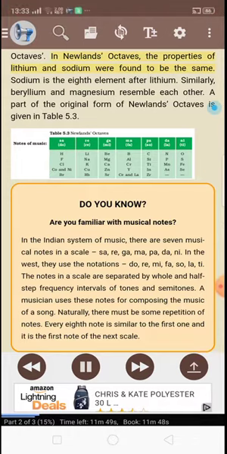In Newland's octaves, the properties of lithium and sodium were found to be the same. Sodium is the 8th element after lithium. Similarly, beryllium and magnesium resemble each other. A part of the original form of Newland's octaves is given in table 5.3. Do you know? Are you familiar with musical notes? In the Indian system of music, there are 7 musical notes in a scale: sa, re, ga, ma, pa, da, ni.